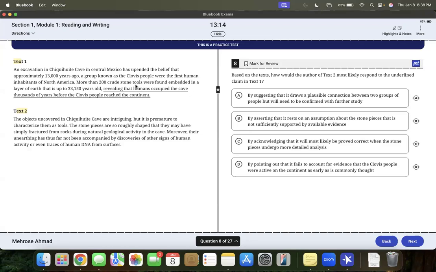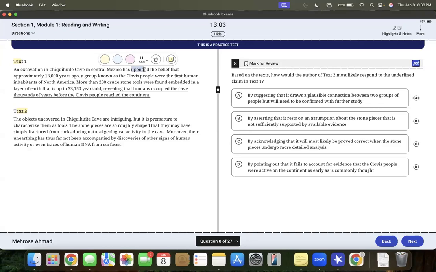One thing I really want to make note of here: I actually wasn't super sure what the word "upended" means, and I was a little nervous because I thought, what if this really impacts my understanding of the passage? The word upended means to turn something entirely upside down or on its end. So it means to completely turn the story around.